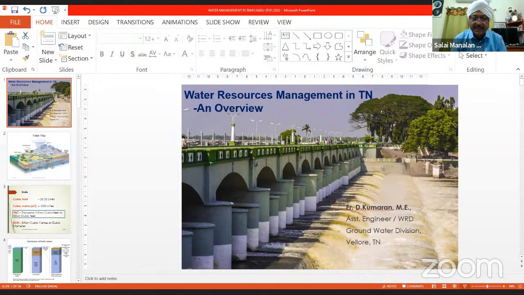He is presently working with the Water Resources Department, Government of Tamil Nadu. He is working at Vellore. Over to Kumaran. Thank you, sir. We welcome you for this program to give us an enlightenment into the subject of water resources management in Tamil Nadu.